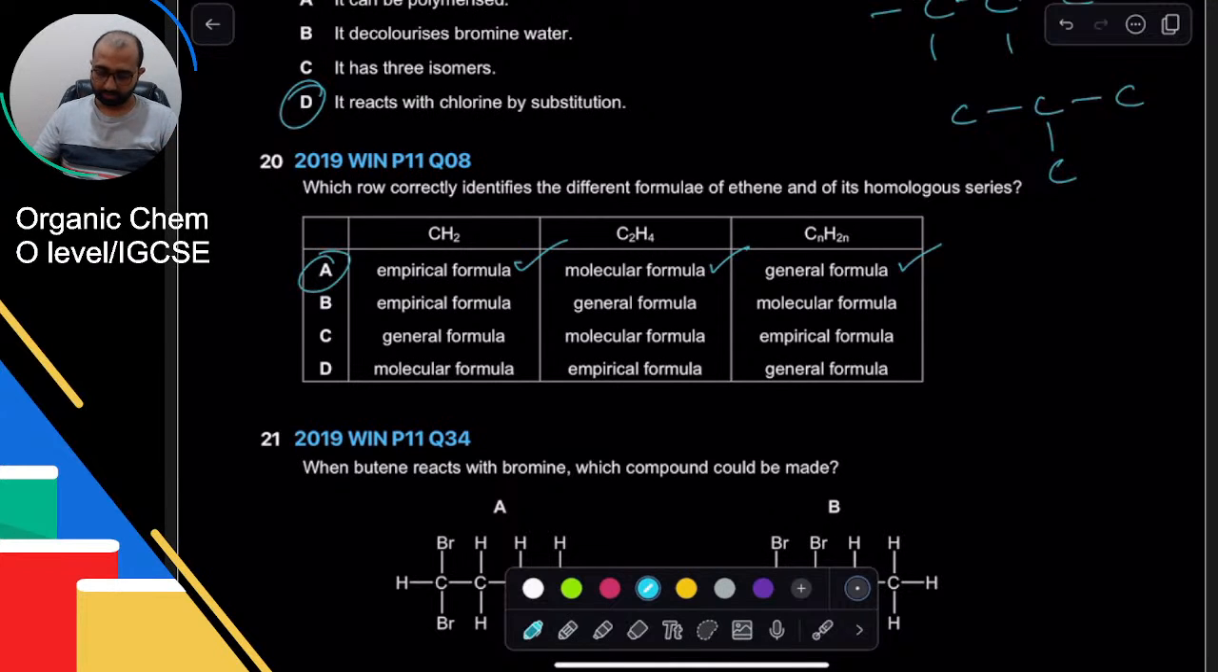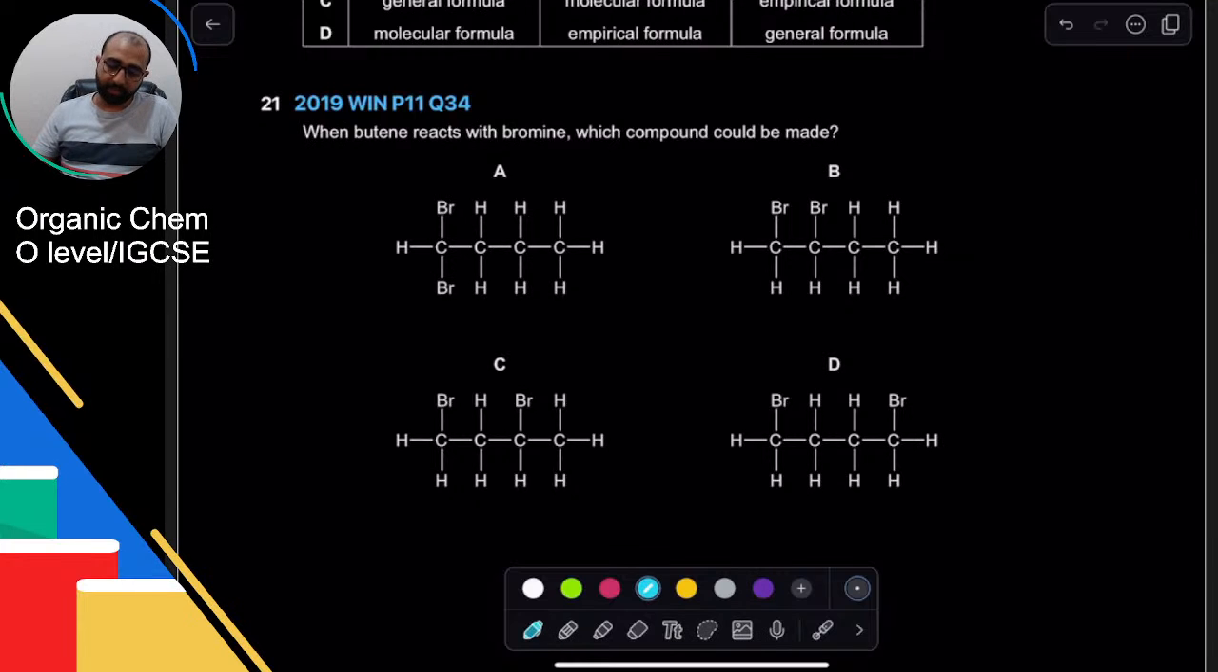Alright? Okay. When butene reacts with bromine, which compound could be made? Again, remember, butene means 4 carbons. Reaction with bromine means that there was a double bond there. So 2 carbons have bromine each after the reaction. The double bond carbons reacted. They got bromine. 2 carbons that are next to each other, because if they were far apart, where would the double bond come from? So they will be next to each other. That's how they can make that.